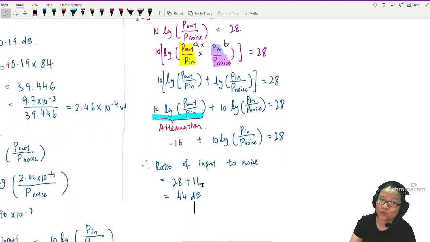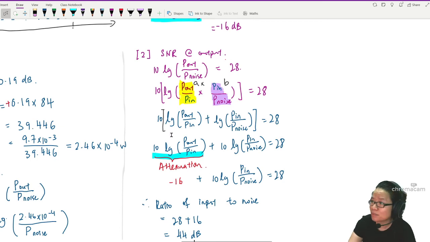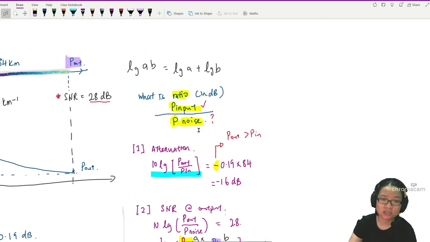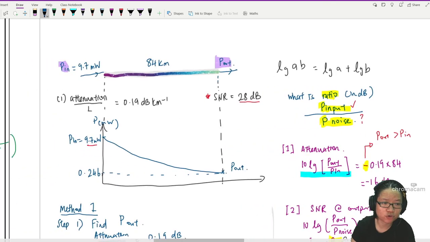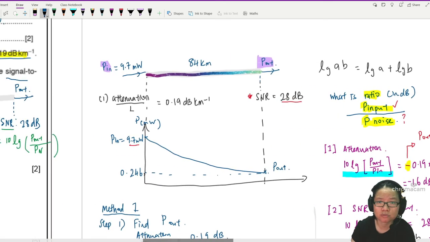you can just write your working this way. You don't even need to prove. This is me proving it to you only. But once you get a hang of it and you understand that log of A times B is log A plus log B, then if I want to find the input to noise ratio, I know that there are a few ratios happening here. I'm just going to show you.